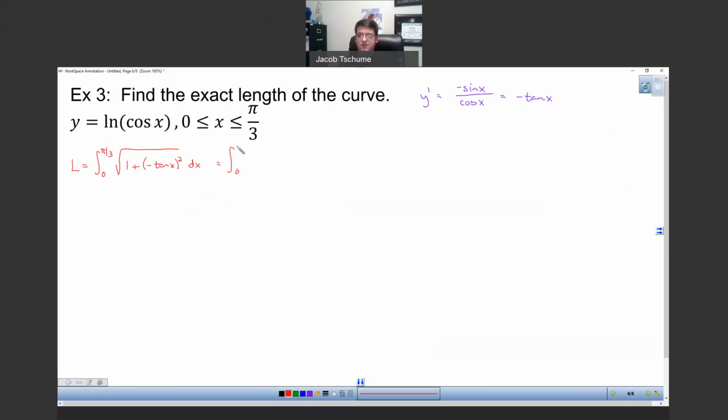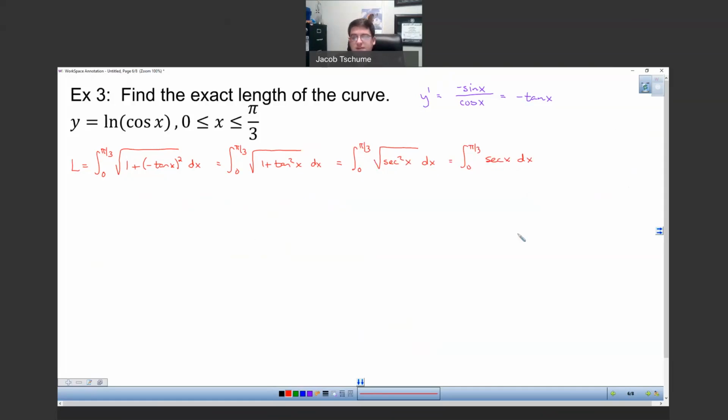This is the integral from 0 to pi over 3 of the square root of 1 plus tangent squared of x. Now, while that is not directly a u sub, it actually is an identity that you probably covered in a trig class or maybe reviewed a little bit in Cal 1. This would be the integral from 0 to pi over 3, and 1 plus tangent squared is the exact same thing as secant squared of x. Now you can take the square root very nicely, and you end up with having to integrate a secant function between 0 and pi over 3.